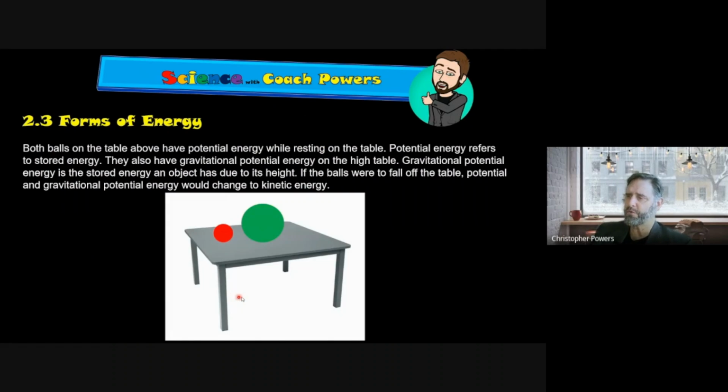All right, so both of these balls are on the table, basically they're above the table. They have potential energy while resting on the table.